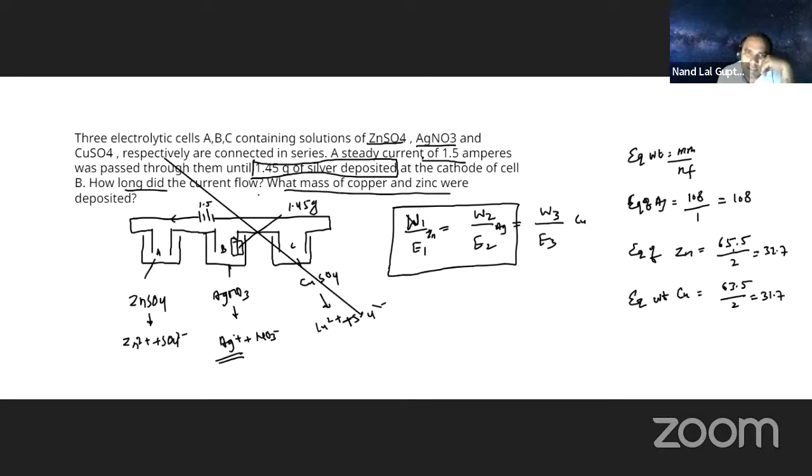W1 of Zn, they are asking the amount of Zn deposited. Even I have calculated 32.7 equal to W2. It is already deposited. How much silver is deposited? 1.45 gram. And the equivalent weight of silver is 108. Now here, if you are calculating W1, it equals 1.45 multiplied by 32.7 divided by how much? 108. Can you tell me how much value is coming?